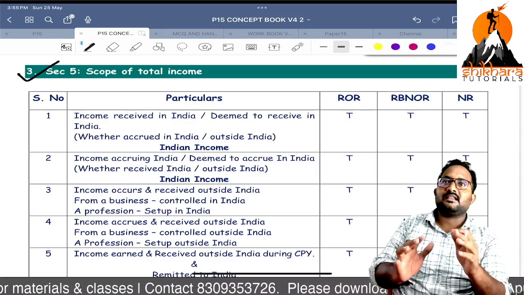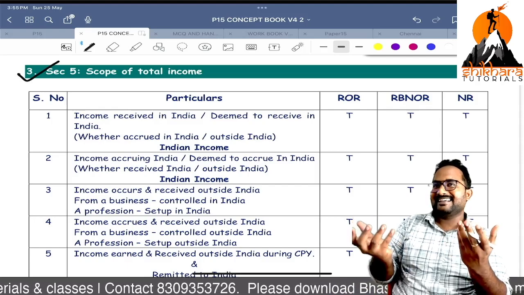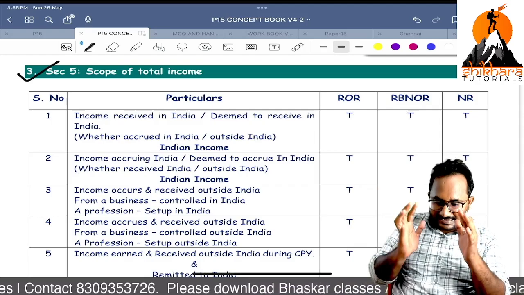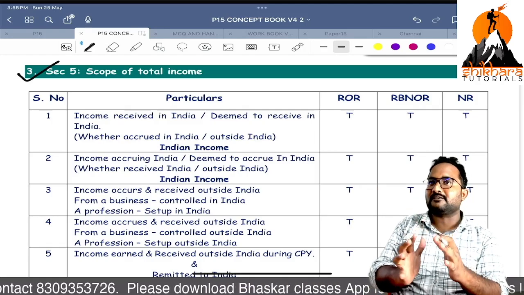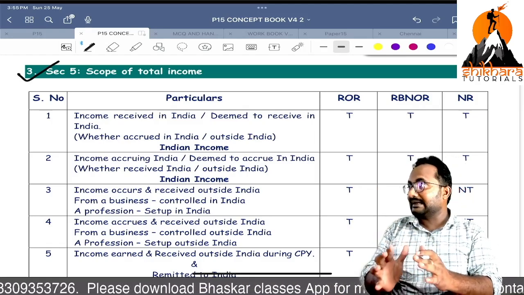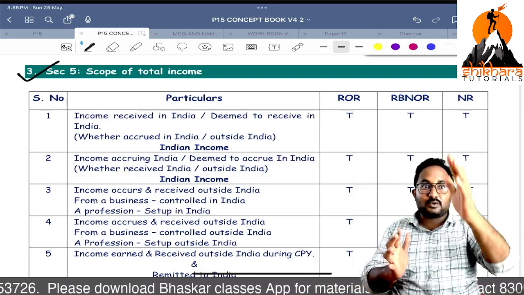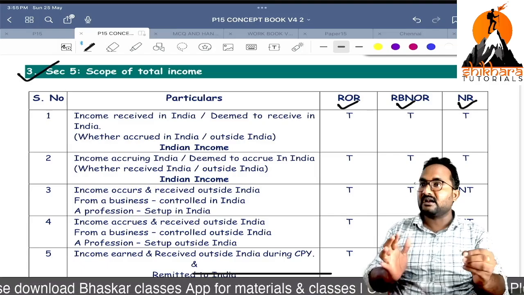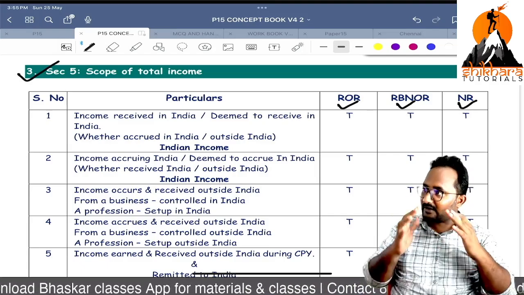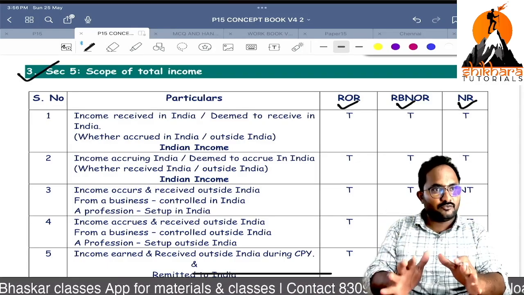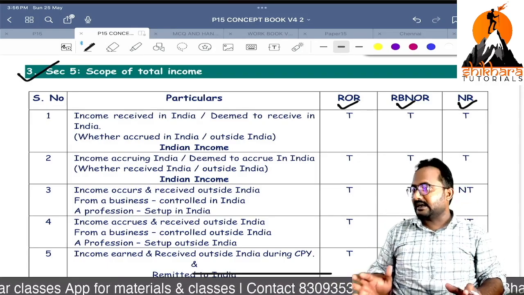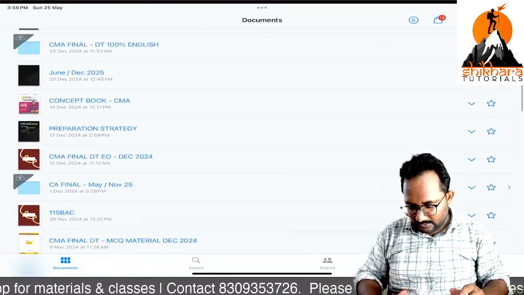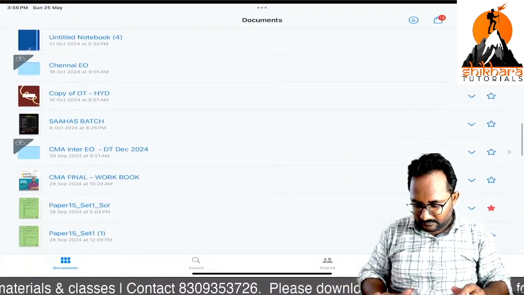Section 5, scope of total income: in residential status, they will give you some incomes and ask what the total income is for that assessee if resident and ordinarily resident, not ordinarily resident, or non-resident. This content we have in our final also. If your luck favors, they will give you this type of question also. So remember that, and check this screen.